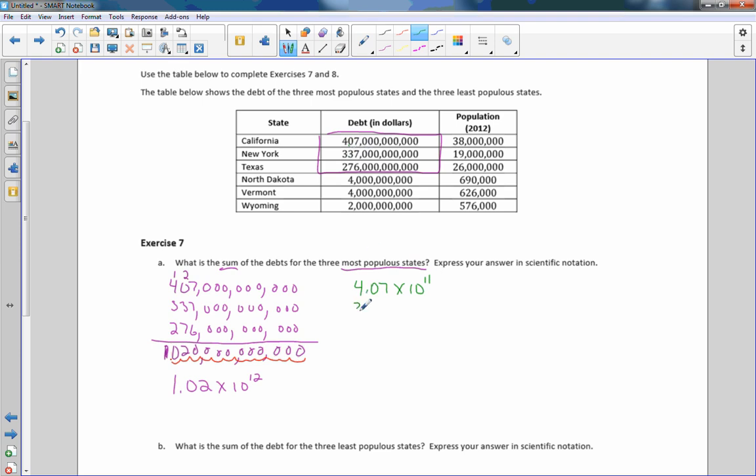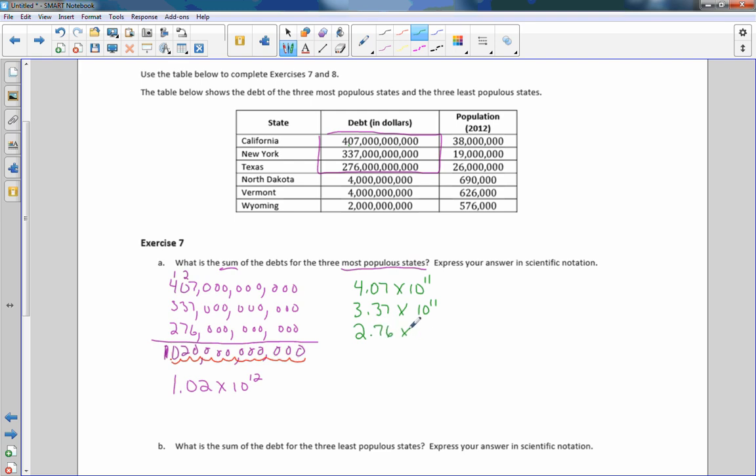337 would be 3. Remember, my number before the decimal has got to be between 1 and 9 inclusive. I'm going to put 3.37 times 10 to some power. And these are the same size numbers, same number of digits, so it's going to be 11 again. And then finally 276. Again, the number in front of the decimal has to be between 1 and 9 inclusive. So 2 is greater than 1 and less than 10, so I'll put 2 there.